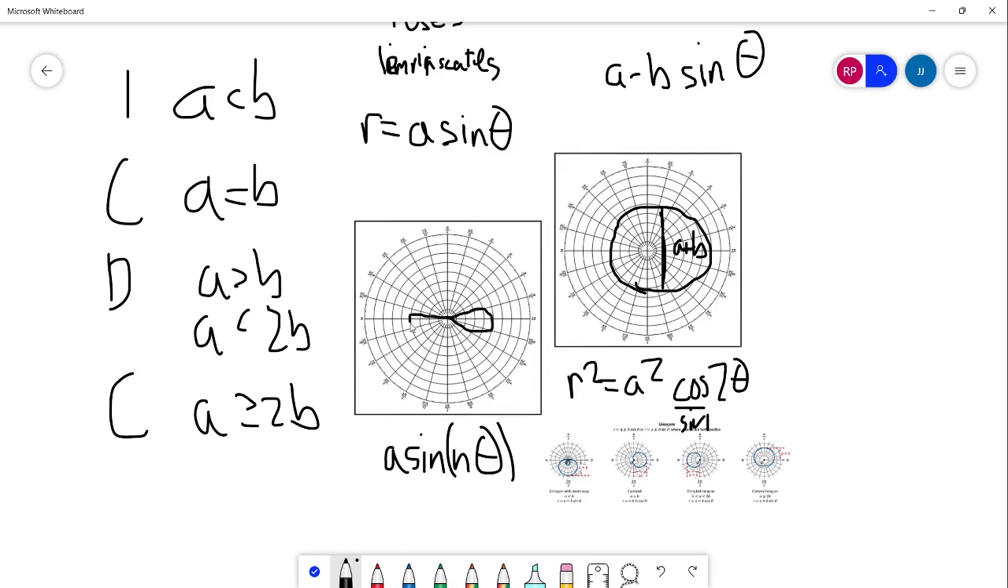Let's see, can I get it? No, I cannot draw on the whiteboard still. Another image. Yeah, you can put in an image.